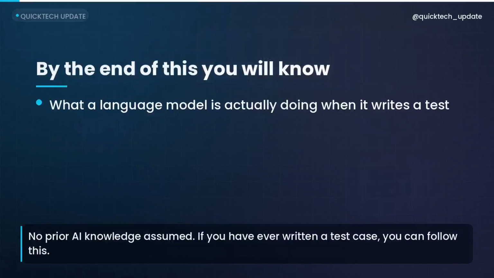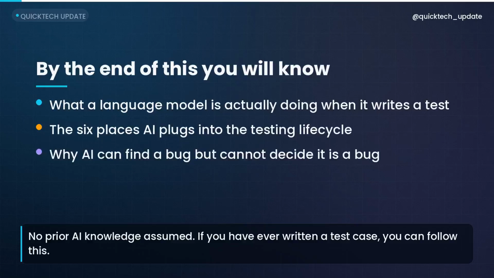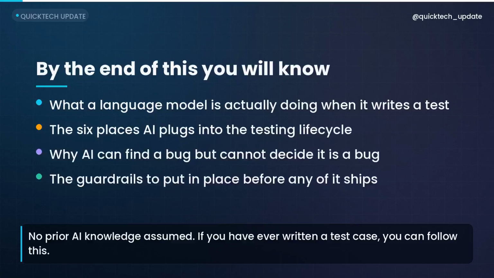So by the end of this, you'll know 4 things. What a language model is actually doing when it writes a test. The 6 places AI plugs into the testing lifecycle. Why AI can find a bug, but cannot decide that it is a bug. And the guardrails you need before any of it ships. No prior AI knowledge needed.